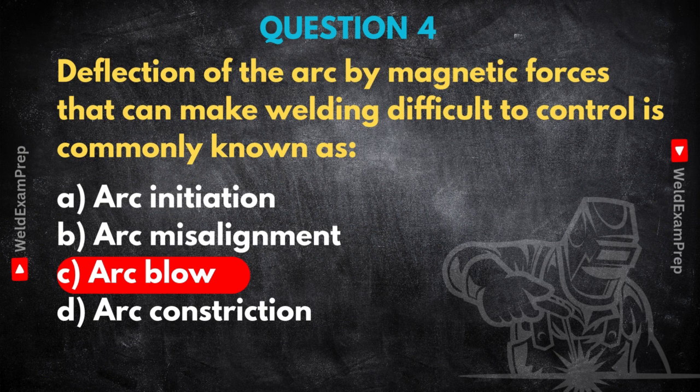And sometimes that field isn't balanced. Right. It can get concentrated or distorted, maybe near the ends of a plate, or if the ground clamp is poorly positioned, or when welding into corners. That imbalance creates forces that literally push the arc around. And the result for the welder? Difficulty controlling where the arc actually goes. It can become erratic, unstable. Leading to defects, I imagine.